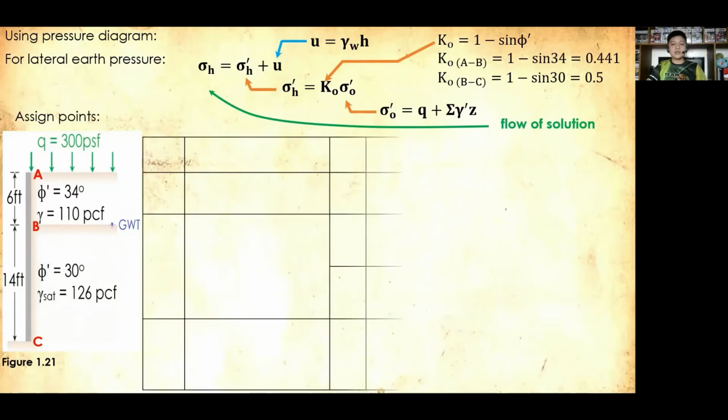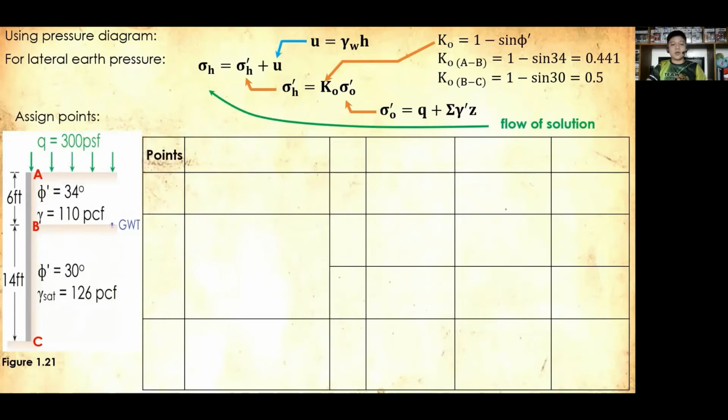So presented in table form, we have the points, sigma O prime. Next is KO. So we need to add KO because again, there are different values of KOs for specific points. Okay, so sigma H prime. And we will now consider the addition of the pore water pressure, or the neutral stress, or the hydrostatic pressure, and the total lateral earth pressure. So for our points now, we have points A, B, and C.